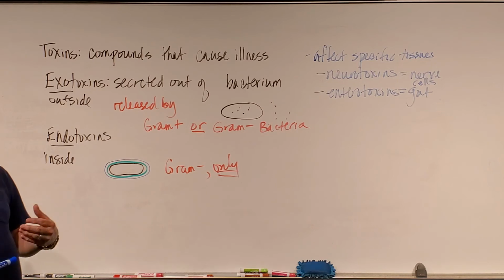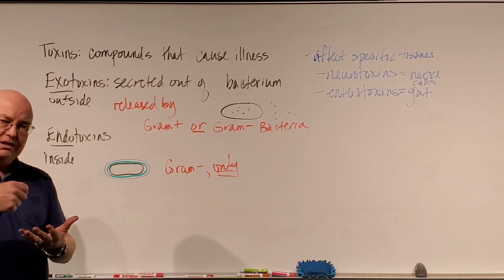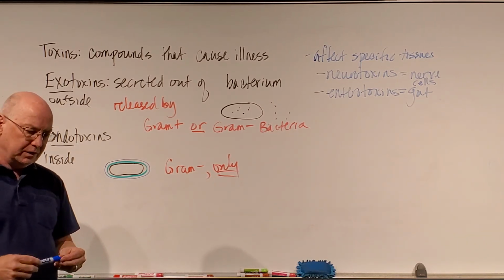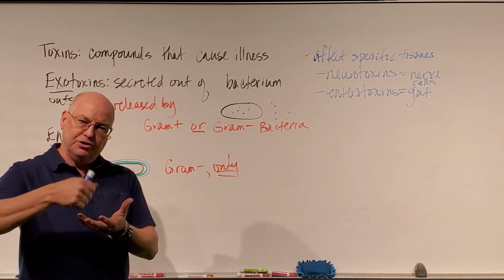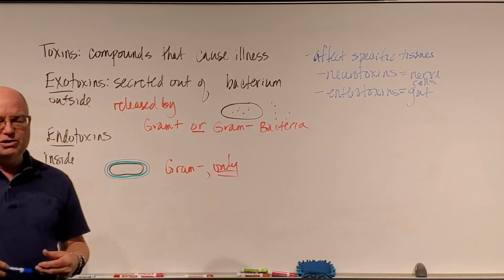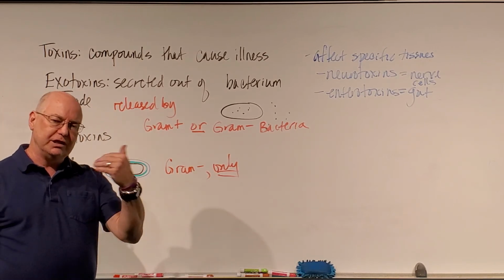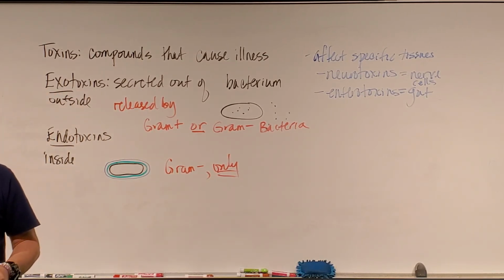A good example would be the botulinum toxin that you take in. It's produced by Clostridium botulinum, which can grow in canned foods, canned meats, and then you eat it and ingest it, then you can get an intoxication. You take the toxin into your body.